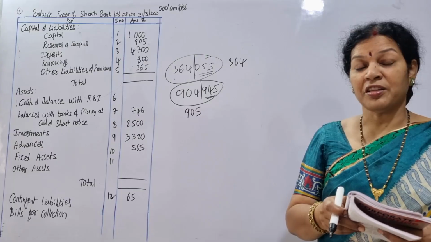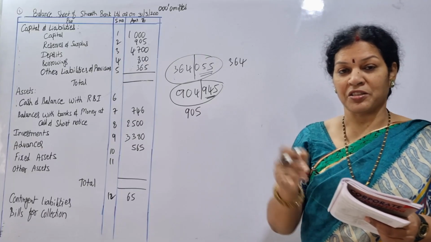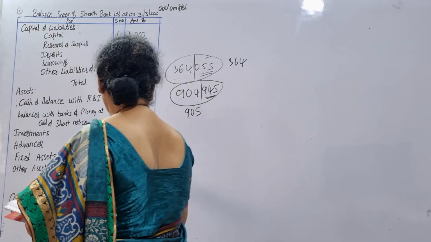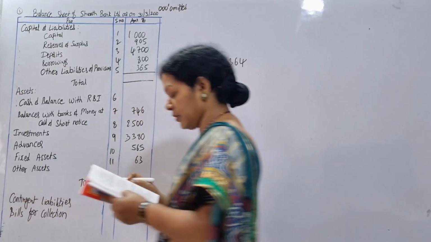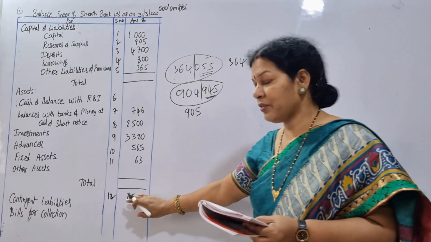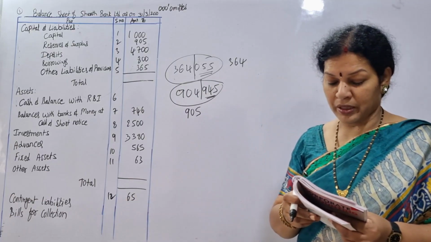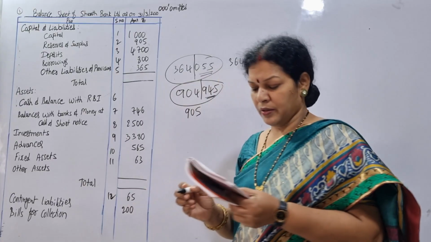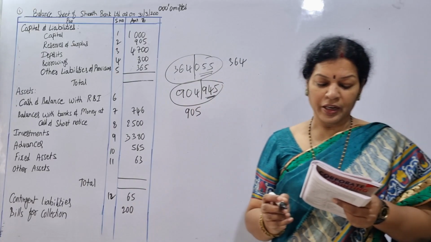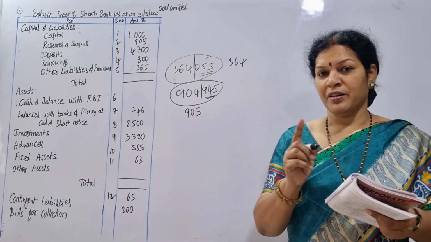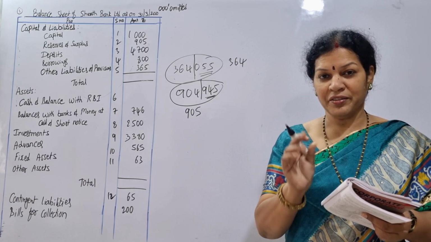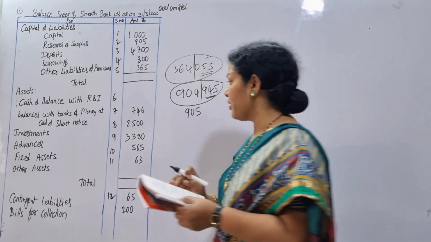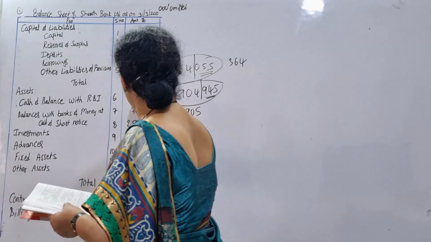Other assets. Other assets are schedule number 11. It is the last schedule on the asset side. So other assets are 63. Bills for collection. After the 12th schedule, we'll write bills for collection 200. Next, cash and balance with RBI. On the asset side, this is the first item, the 6th schedule. So this is 515, sixth schedule, 515.